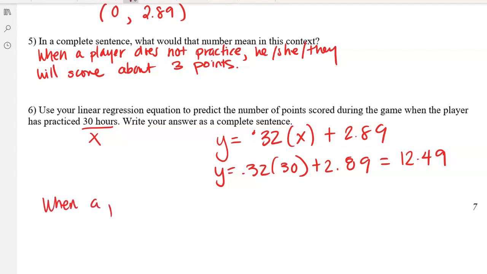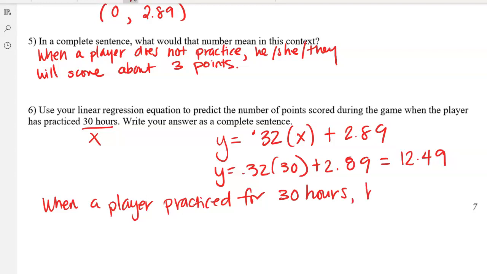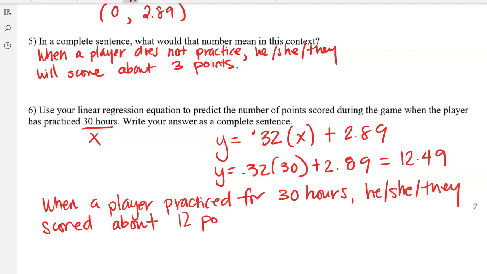When a player practices for 30 hours, okay, how many points earned? How many points scored? About 12. Yep, he, she, they score about. Yeah, that's why we use the word about, okay, to kind of approximate, about 12 points. Perfect.